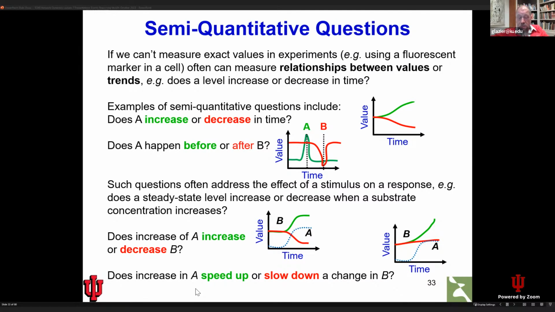It can be a little bit more complicated. If A is increasing, does the rate of increase of A increase or decrease? Actually, I have it backwards here in this one. If B is increasing, does increasing A speed up the rate of increase or decrease the rate of increase? So does A accelerate or decelerate the production of B? That's also a semi-quantitative question. Okay.